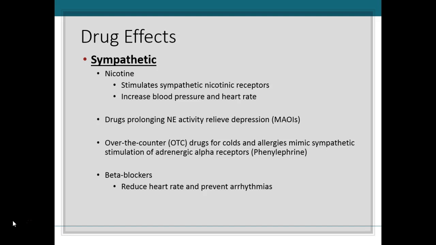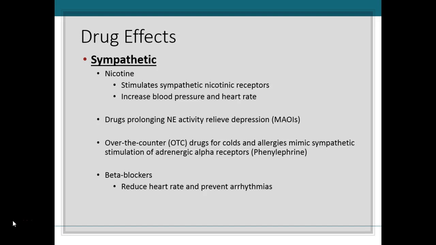Over-the-counter drugs that you may take for colds or allergies can mimic sympathetic stimulation of the alpha receptors, and by doing so, they can alter the blood flow to specific tissues and therefore especially mucous membranes, and can help to dry up some of those secretions that lead to the runny nose, the postnasal drip, and the cough that sometimes is triggered because of that drainage.